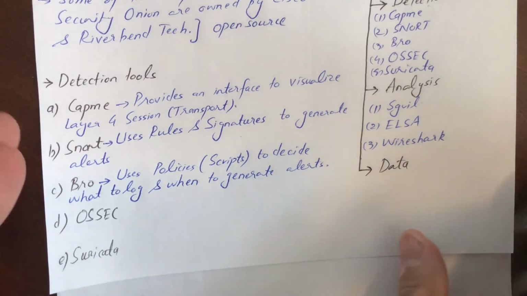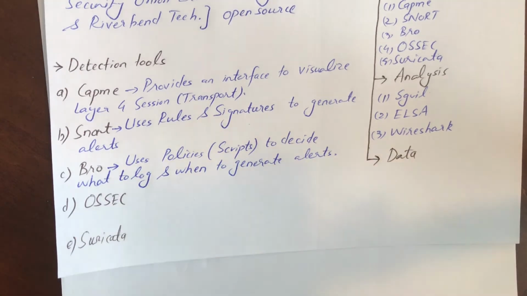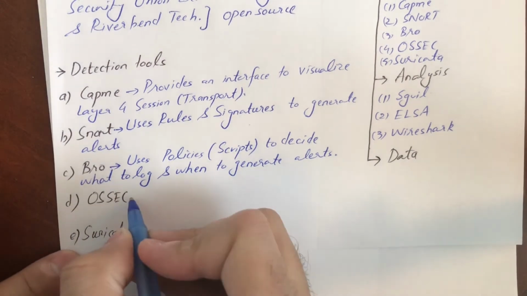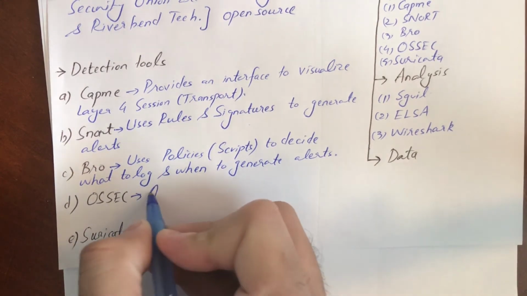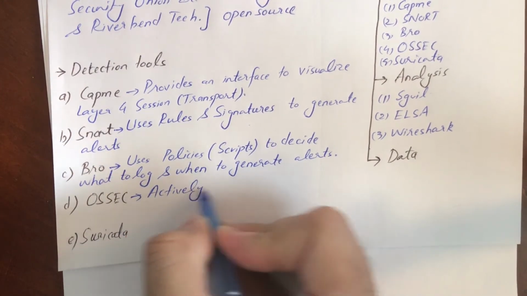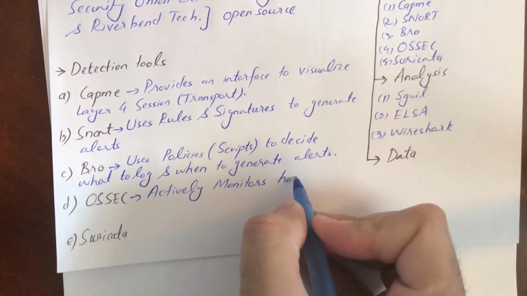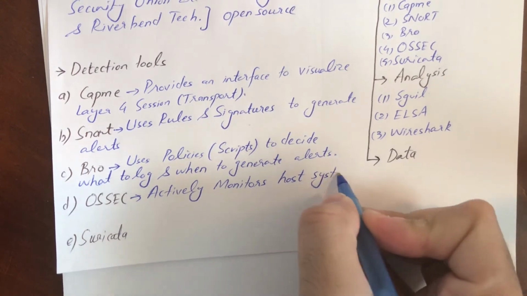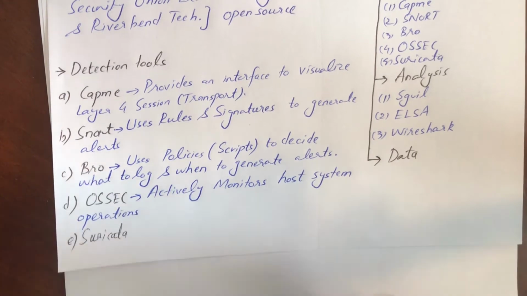Then we have another tool for alert generation. It is called OSSEC. OSSEC is basically a host intrusion detection system. And what exactly does it do? OSSEC, you can say, actively monitors host system operations. Host system, again, could be a client system, it could be an individual computer as well.